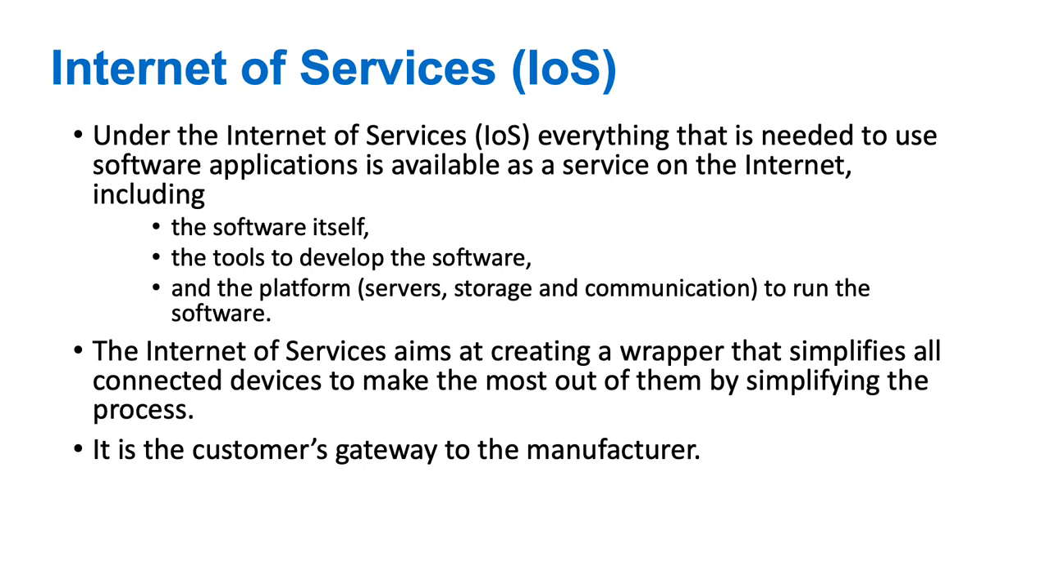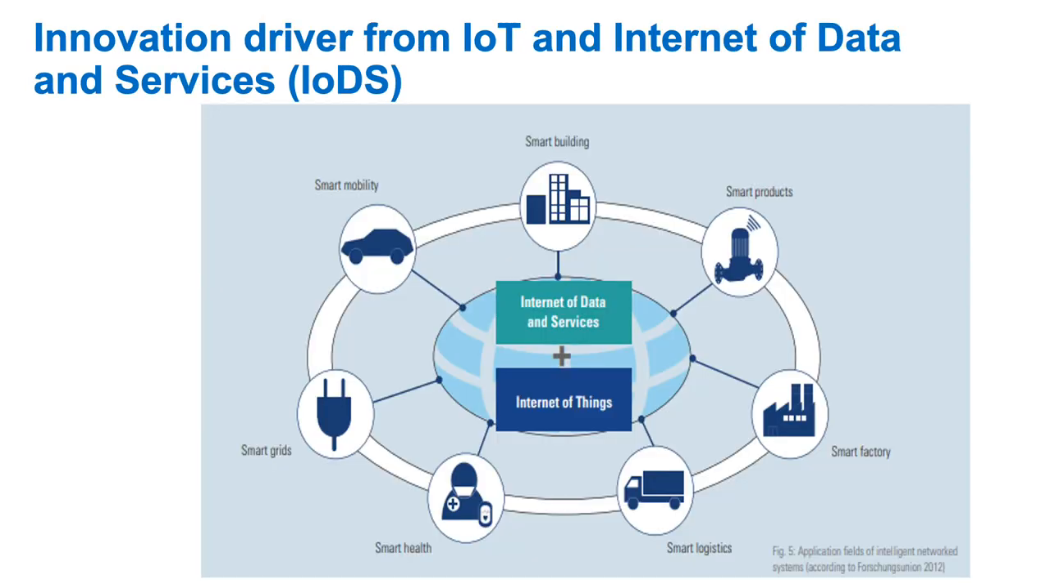As I mentioned before, this is related to the cloud service models, which are software as a service, SaaS, platform as a service, PaaS, and also infrastructure as a service, IaaS. Innovation driver from IoT and IODS. This figure shows that by combining IoT and IODS, we can have better smart building, smart products, smart factory, smart logistics, smart health, smart grids, and also smart mobility.